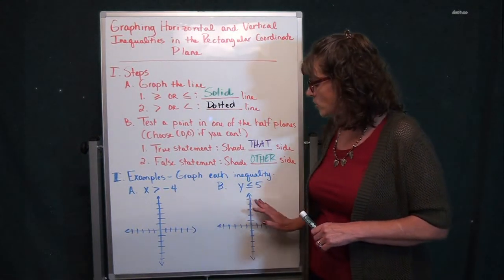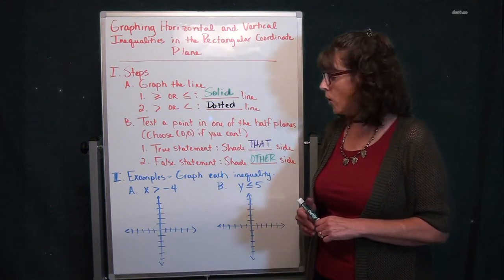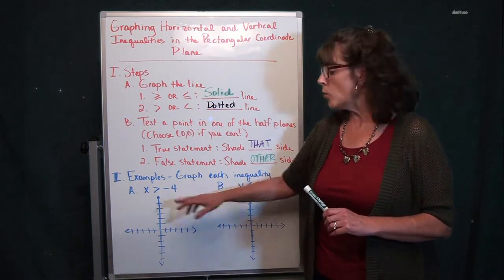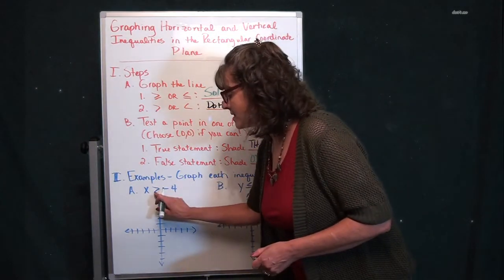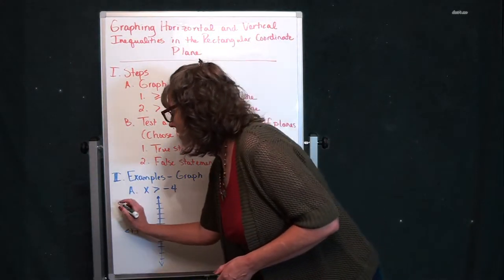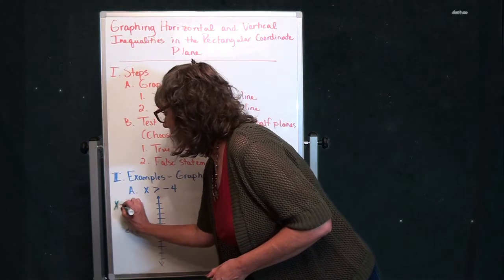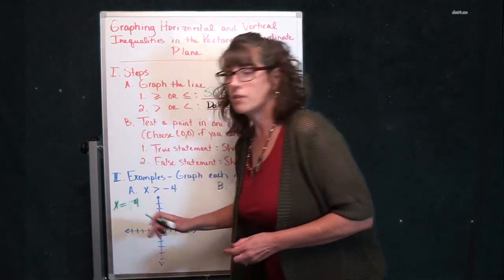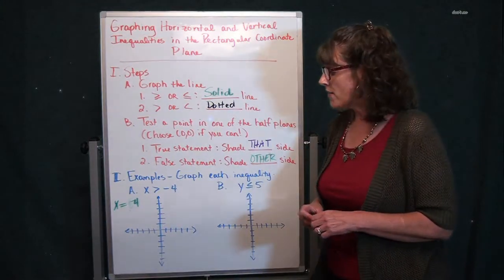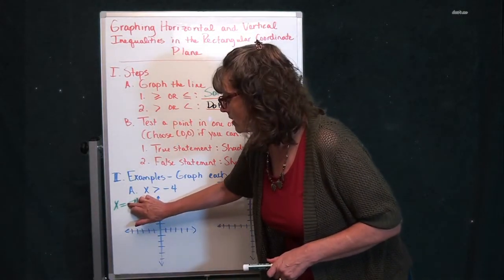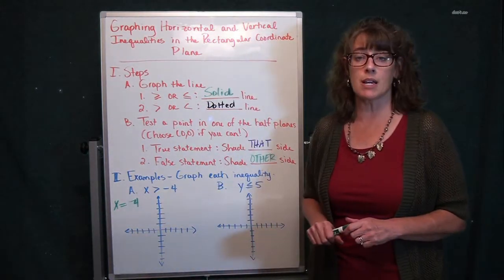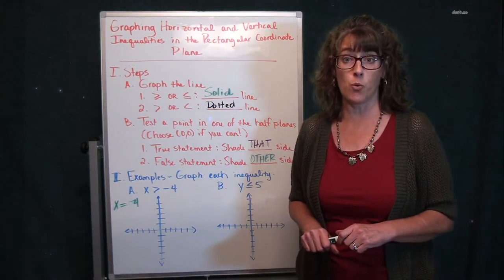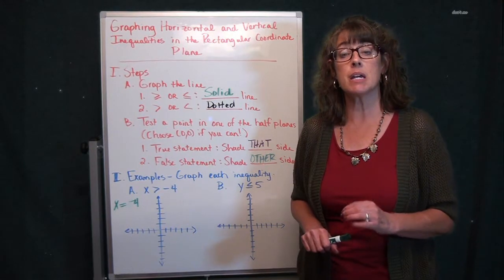So when I look at these two examples and I'm told graph the inequality, take a look at this one. I have to graph it as a line. Well, in order to graph it as a line, that means instead of an inequality symbol, I'm going to have an equal sign, and it's going to look like this, x equals negative 4. Now, when I graph x equals negative 4, remember, we've looked at that before, and we said, no, don't read it as x equals negative 4. Read it as x has to be a negative 4. X has to be a negative 4.